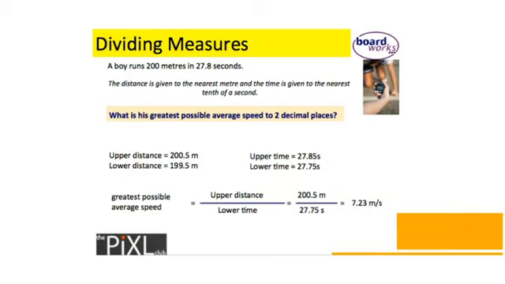So we select our two values from our calculations that we've already done. So it's this one, our upper bound, divided by a lower bound, and here with a calculator we get 7.23 metres per second, and that's our units for speed. So here we have found the greatest possible speed by dividing the upper bound of distance by the lower bound for time.